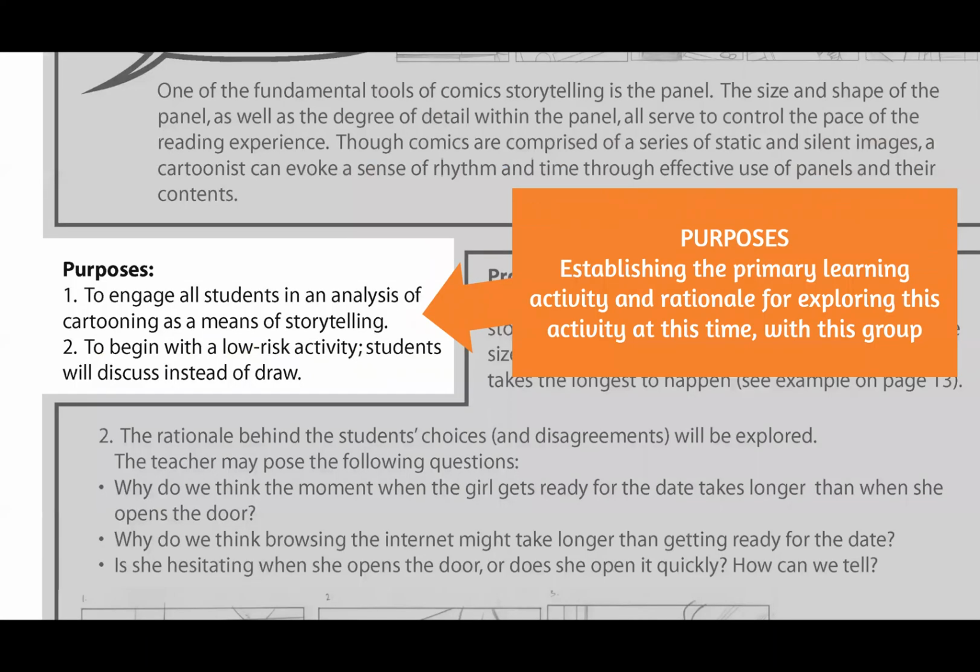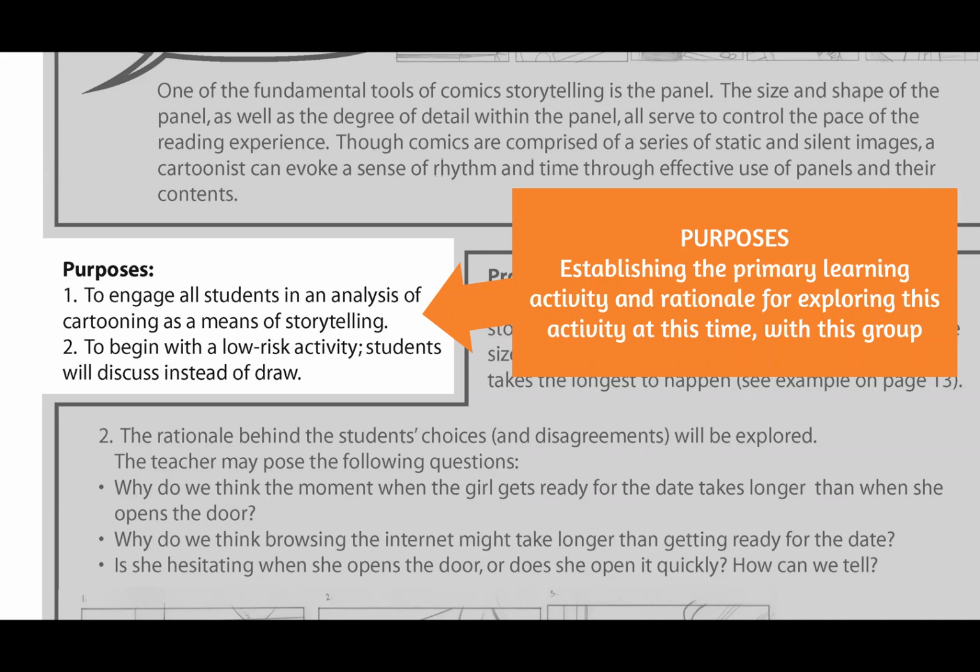Then we get to purposes. What's the purpose of this thing? You're establishing the primary learning activity. Now, I know there's lots and lots of learning that goes into any kind of learning activity, but I would describe this as: if you hope the students walk away with just one thing, what would it be? That's the primary learning activity. And then also I like to offer some rationale as to why we're doing this particular activity with this group at this time.